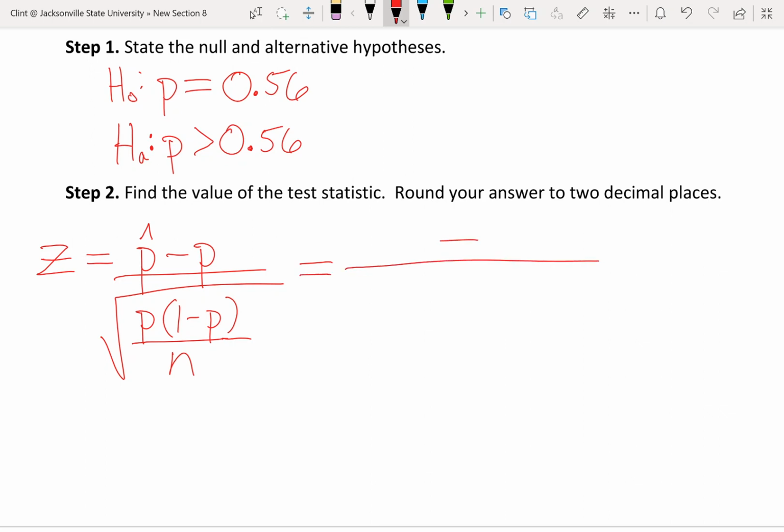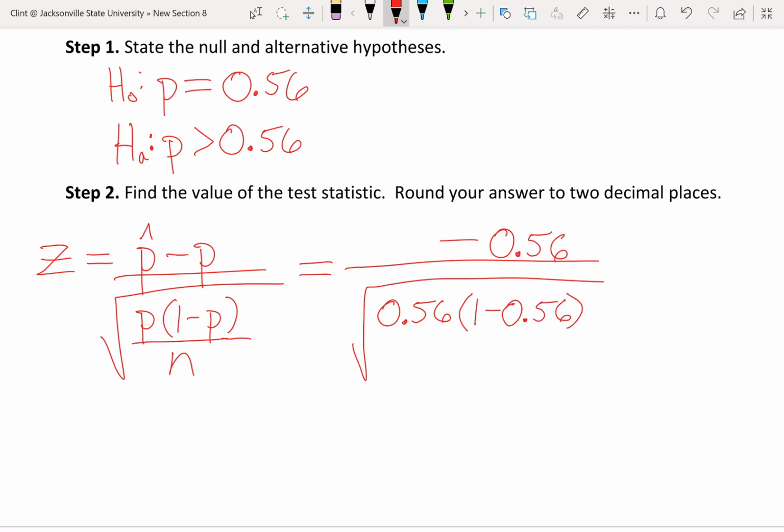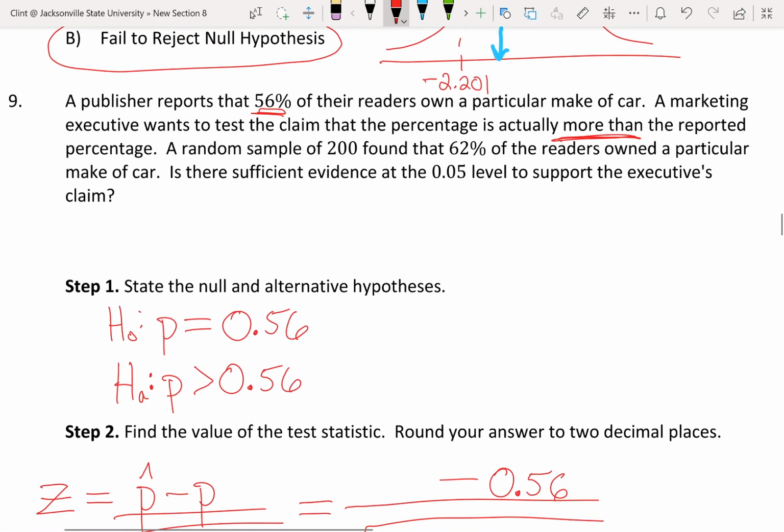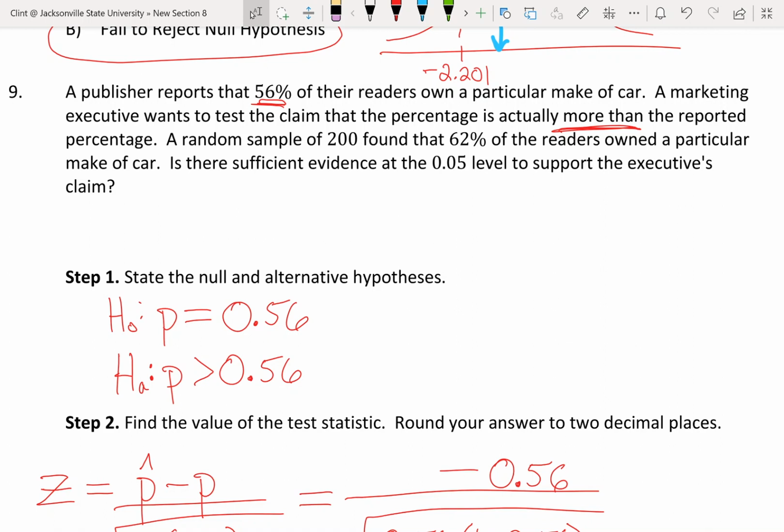So we can already fill out most of our formula. We've got 0.56 for P. We just need P hat, and we need N. P hat we may have to calculate, or it might give it to us. Let's see what it does. It's a random sample of 200, so that is N. Found that 62% of the readers owned a particular make of car, so this time it just gives us P hat.